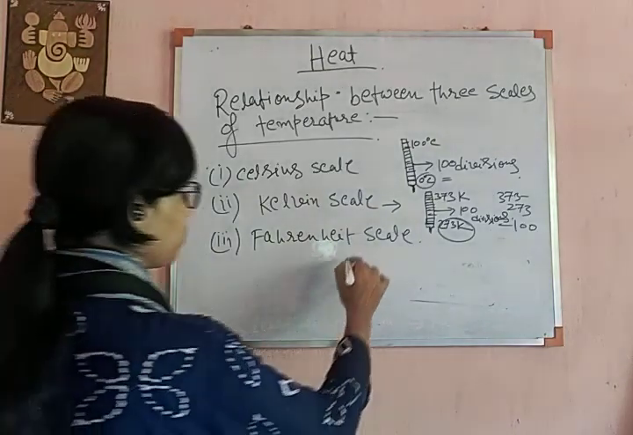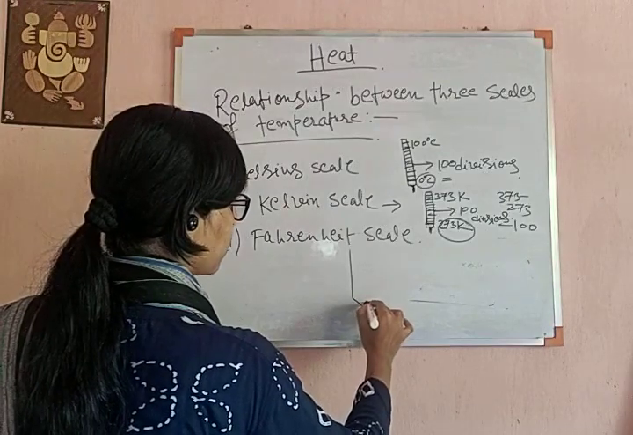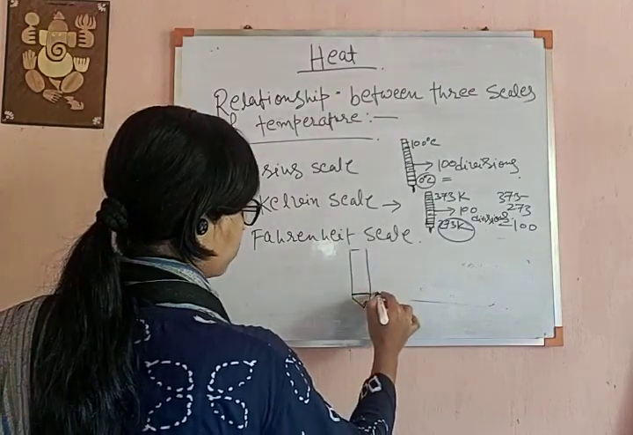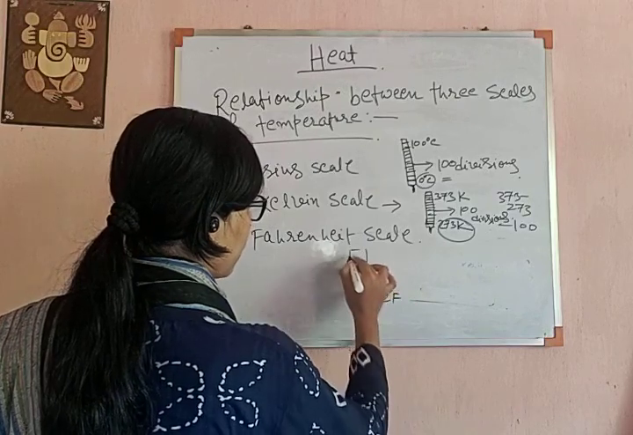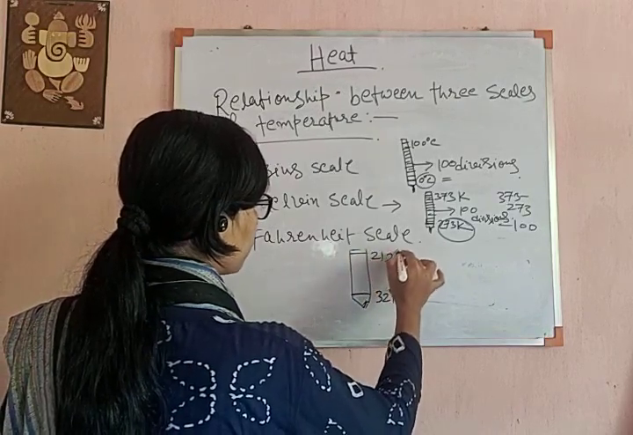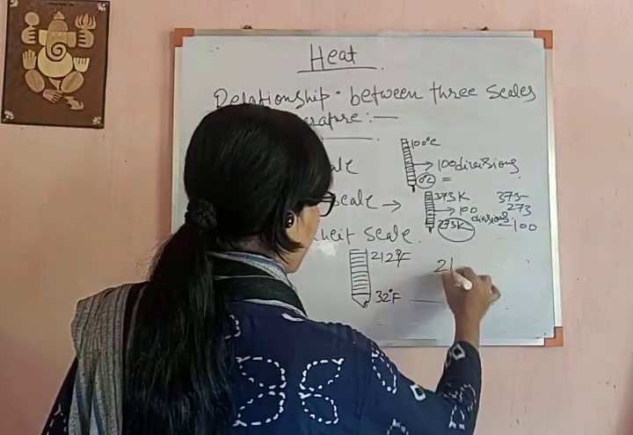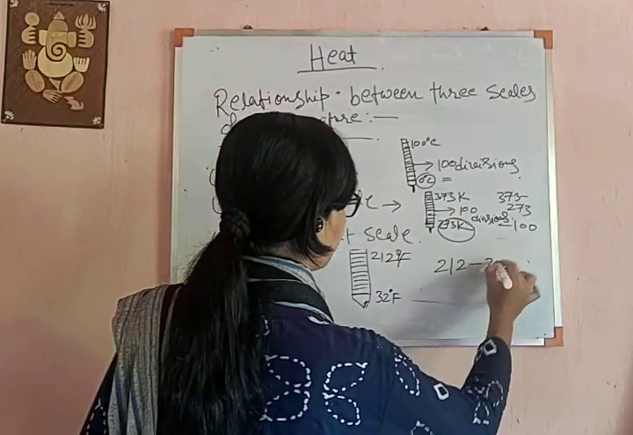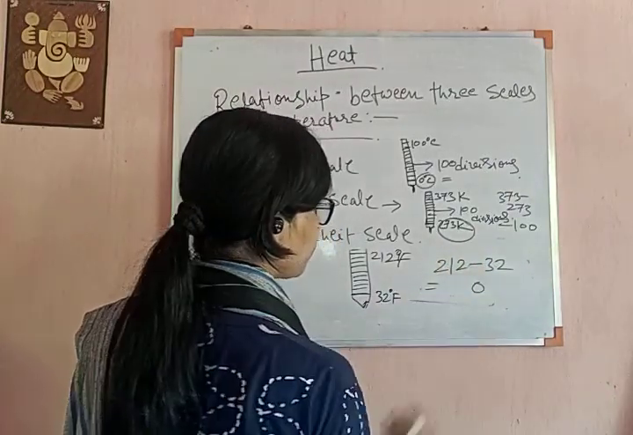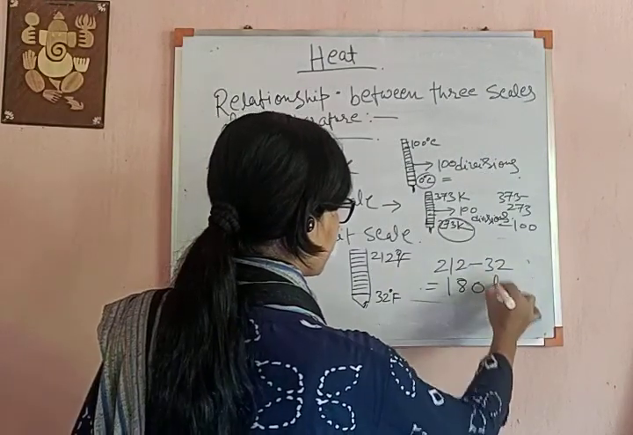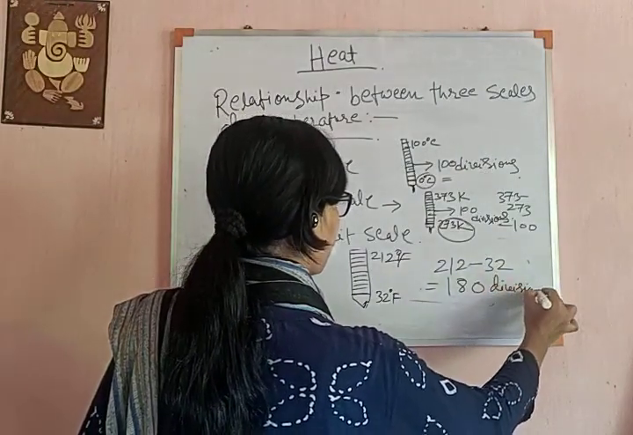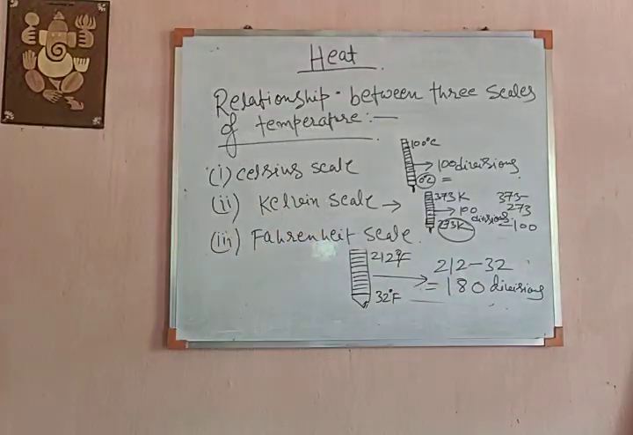And in Fahrenheit scale, the scale starts from 32 degrees Fahrenheit and it ends at 212 degrees Fahrenheit. So how many divisions are there? Subtract 32 from 212, and it is 180 divisions. So Fahrenheit scale is fully different from Celsius and Kelvin scale according to the number of divisions. So we will discuss how to correlate between Celsius scale, Kelvin scale and Fahrenheit scale.